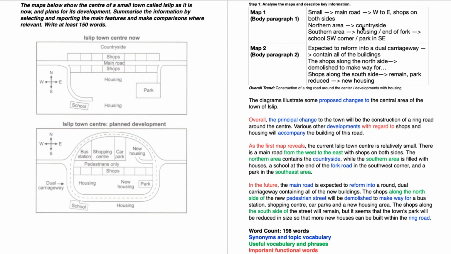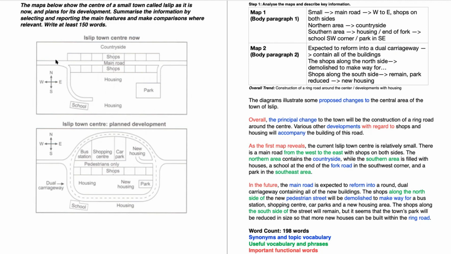Now for our map 1, our body paragraph 1. As the first map reveals, the current Islip town center is relatively small. There is a main road from the west to the east with shops on both sides. The northern area contains the countryside, while the southern area is filled with houses, a school at the end of the fork road in the southwest corner, and a park in the southeast area. And that is exactly what we said in our notes. Again, I've just highlighted the directions in green.